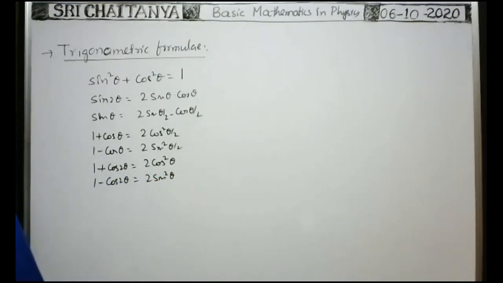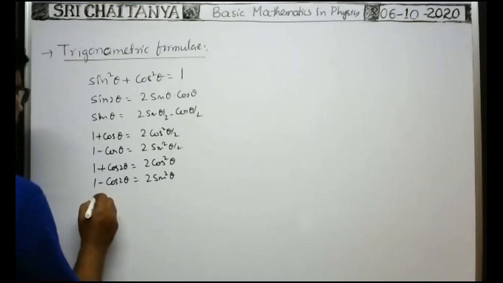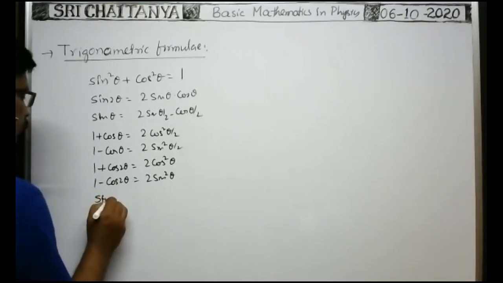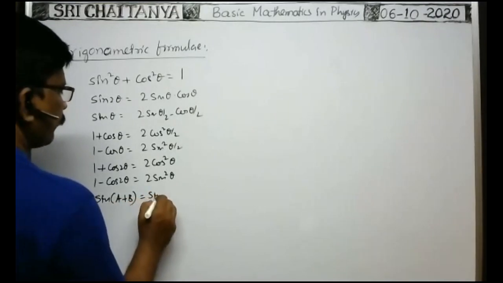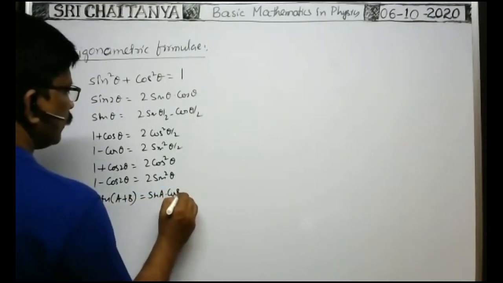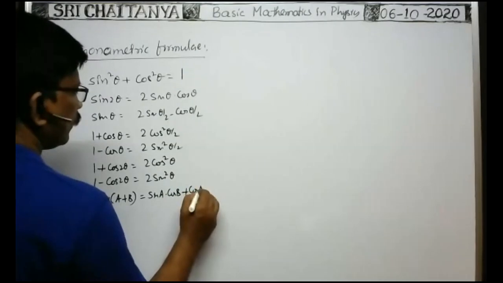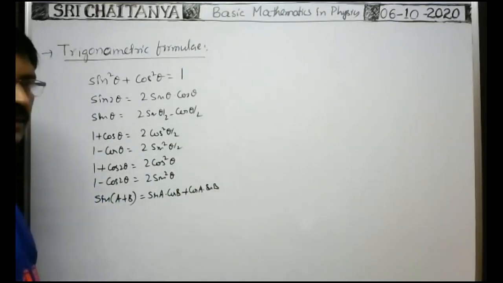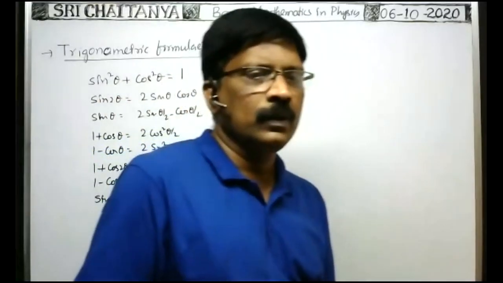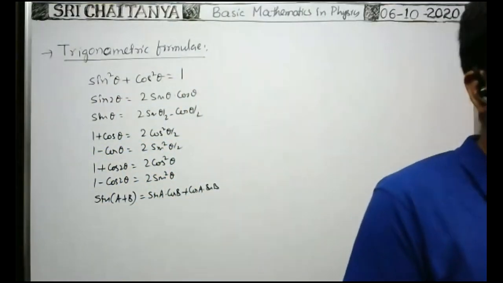Next, sine of a plus b. That can be written as sine a cos b plus cos a sine b, we can write. Okay.